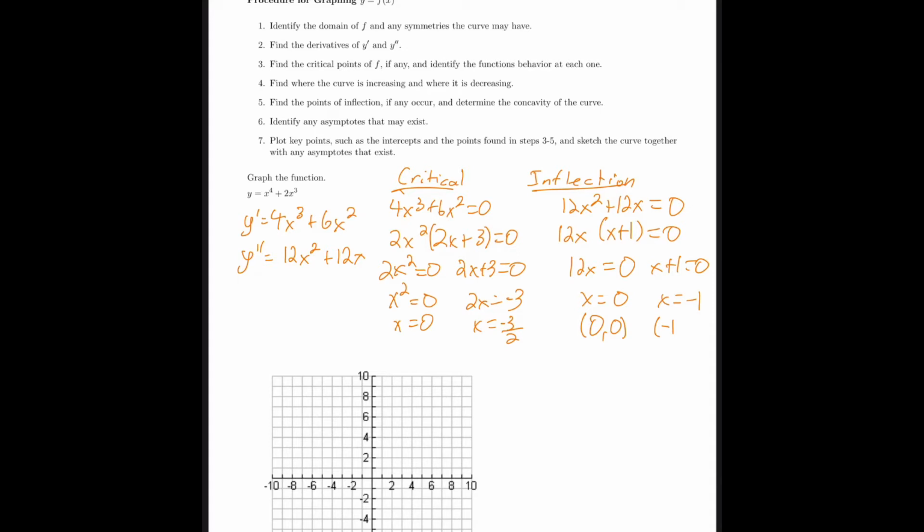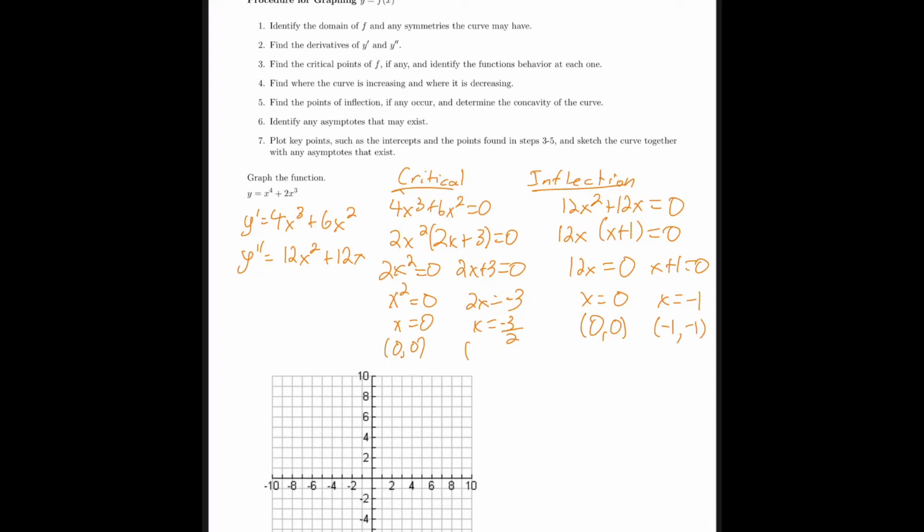So these are inflection points. Let's first figure out what these are. This inflection point is 0, 0. If I plug negative 1 into the original function, I get 1 minus 2. So that's negative 1, negative 1. So we've got those figured out.